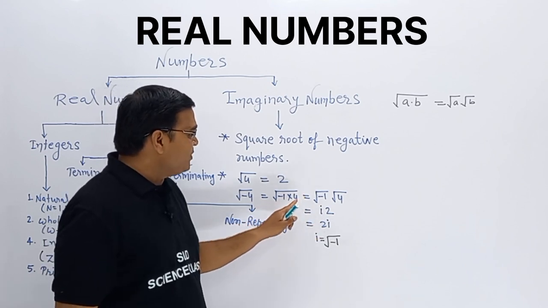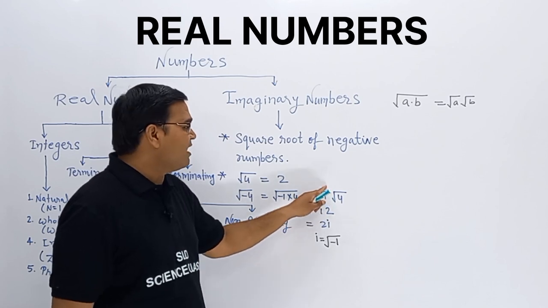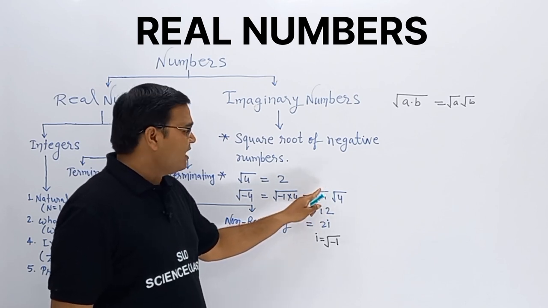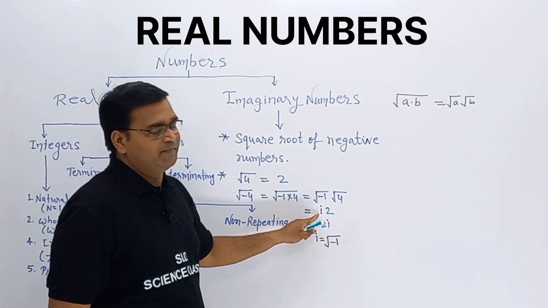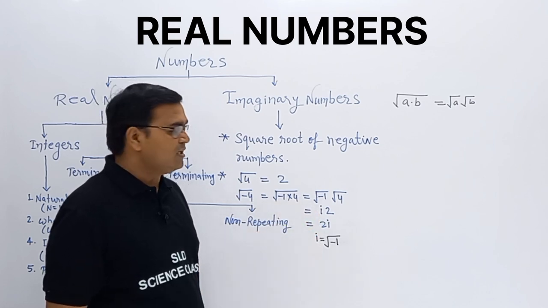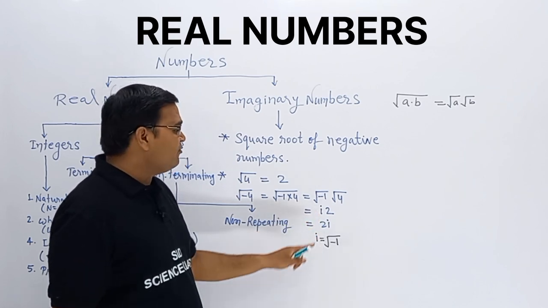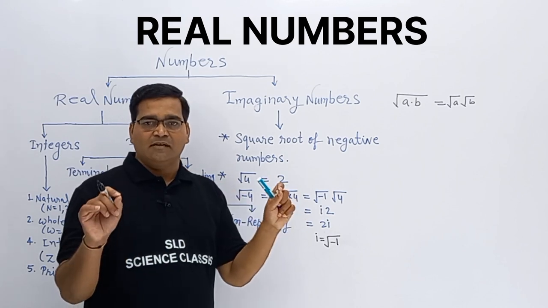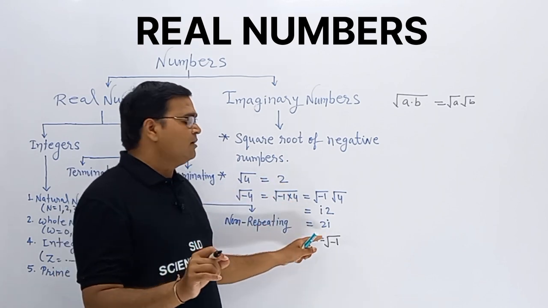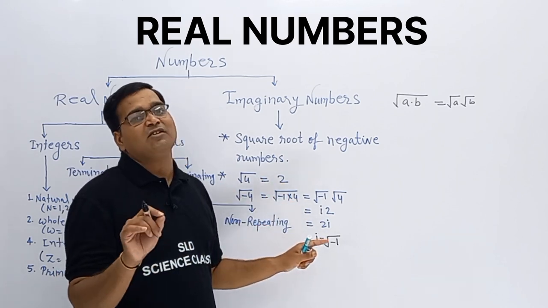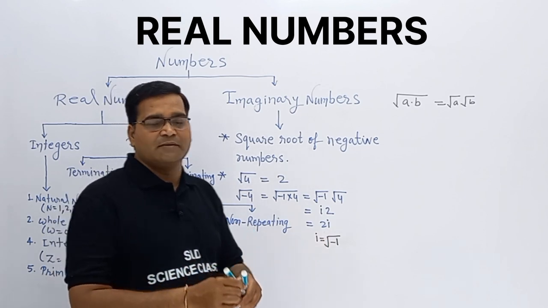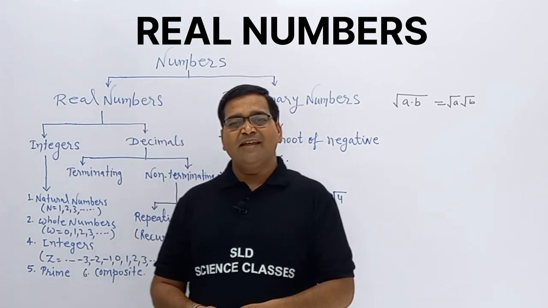So we are splitting the number like this, and we are separating this one, and this value will be I, and it is called imaginary. So once we have I, iota, in the number, then this is called an imaginary number. So this is the basic idea about the imaginary number.